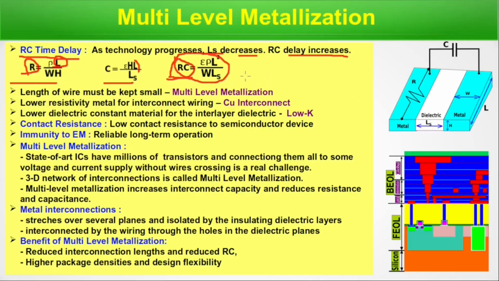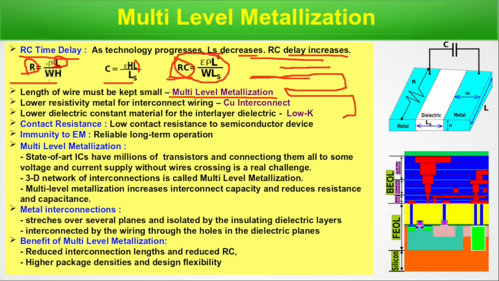How is it possible? Many things we have to connect. If we do not break it in multiple layers, otherwise it will cross there and go here, like that. It will be longer if we do not break that length and make it multi-level. So the necessity of multi-level metallization arises from there, to keep RC less. Now lower resistivity metal for interconnect wiring is also required. How can we reduce R? Rho can be reduced, L can be reduced. Reducing L will result in multi-level metallization. Another point to reduce R is rho, that is resistivity.